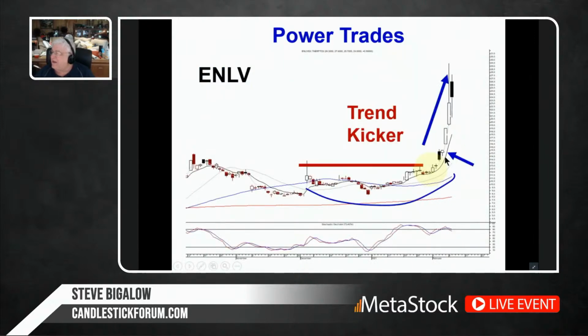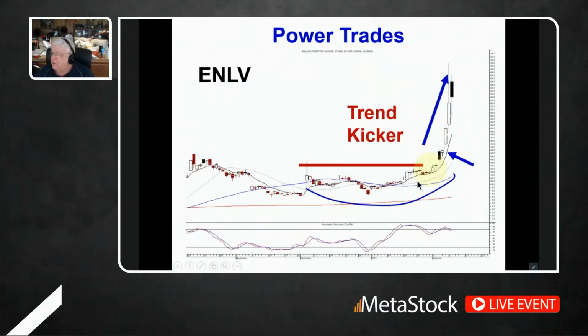So a trend kicker is, there's our fry pan bottom. Notice it opened here, closed here, and then they gapped it up at the previous day's open and started going positive. That tells you this pattern is still working. It just tells you there's a lot of strength in this uptrend, especially coming out of a fry pan bottom and then doing a trend kicker signal.